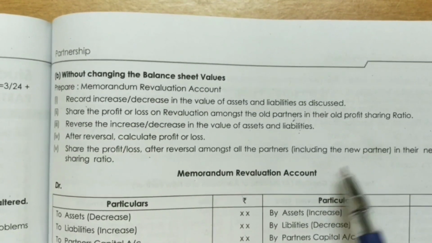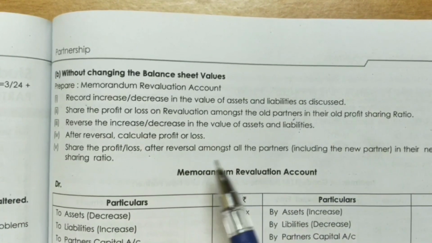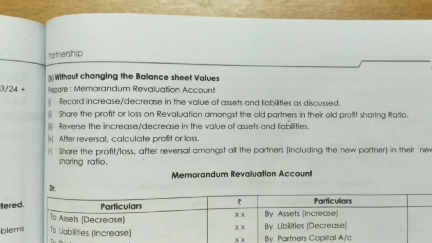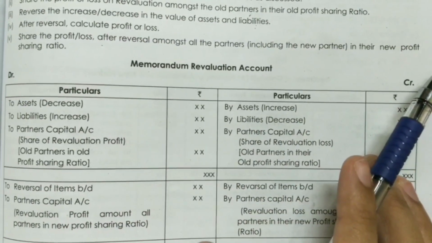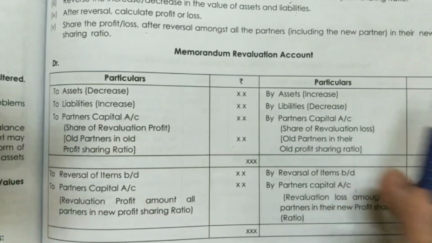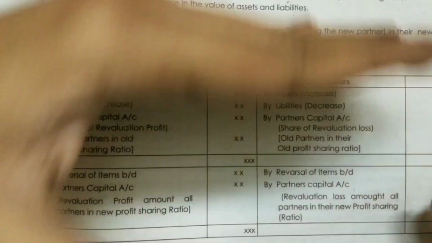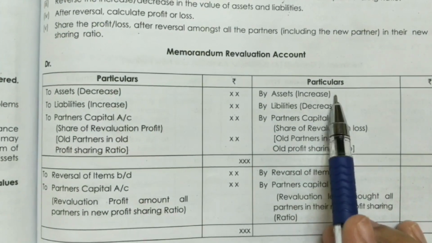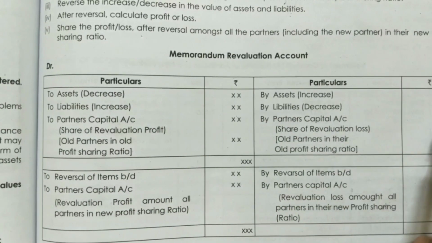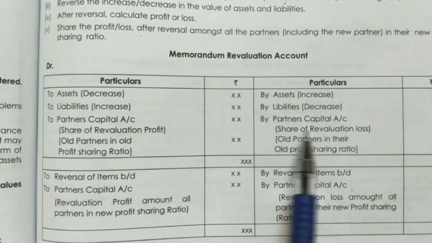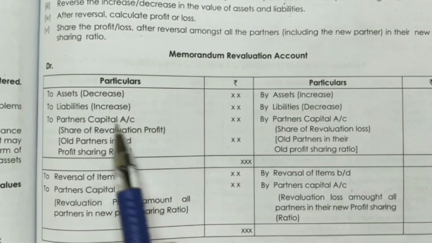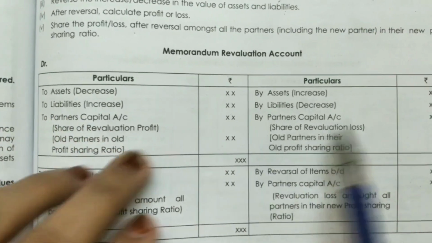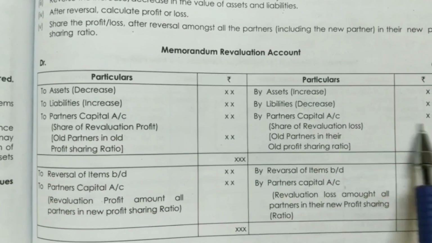Now let's see how it is prepared. The first half is done the same way as how we prepared a revaluation account. The other half is the reversal of the first half. What we debited we credit, and what we credited we debit. Then profit or loss, whatever it is, is shared among all partners in their new profit sharing ratio. Even the new partner will get a share. Fine. So this is how we prepare a memorandum revaluation account. There are one or two questions in our study material which require the preparation of a memorandum revaluation account, so that is why we are discussing this.